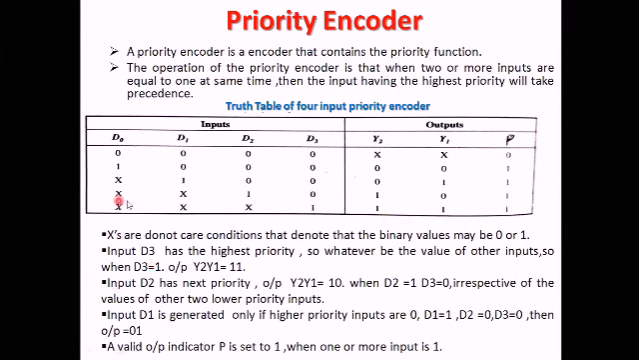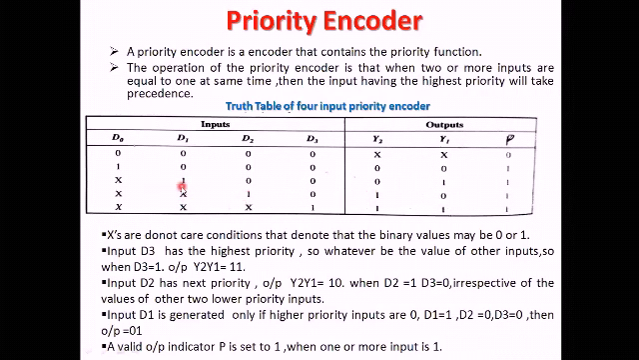Next case, again there is a 1, so this priority function is again equal to 1. So it will again look for the highest priority among these 3 input lines. Which one is having the highest priority? Among D0, D1 and D2, D2 is having the highest priority. So the output will be equal to 1, 0.